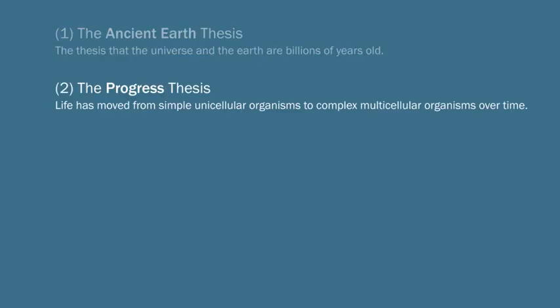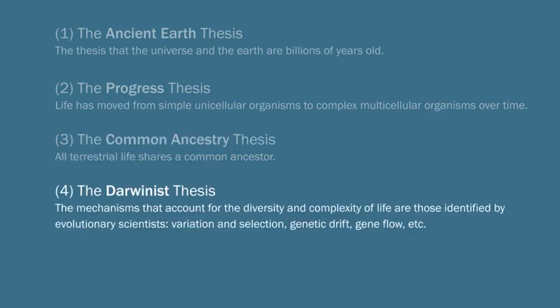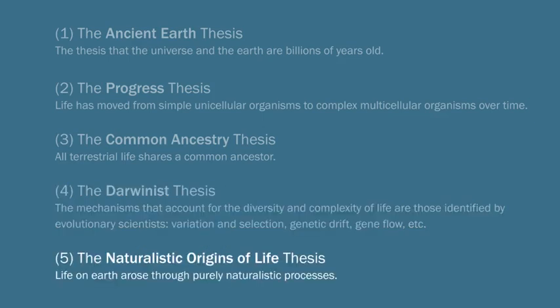The progress thesis, that life has moved from simple unicellular organisms to complex multicellular organisms over time. The common ancestry thesis, that all terrestrial life shares a common ancestor. What Plantinga calls the Darwinist thesis, according to which the mechanisms that account for the diversity and complexity of life are those identified by evolutionary scientists: variation and selection, genetic drift, and so on. And fifth, the naturalistic origins of life thesis, the idea that life on Earth arose through purely naturalistic processes as opposed to a divine action or divine miracle.